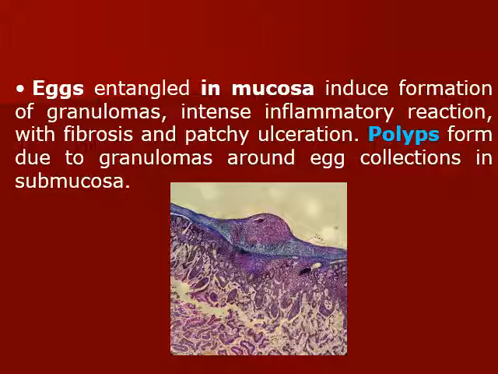This is a picture of an egg inside the granuloma, which is pushed towards the lumen here, and this finally will be a polyp. This is another egg inside the mucosa of the colon.